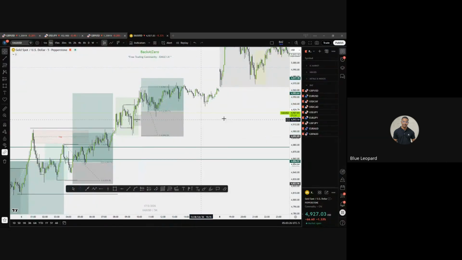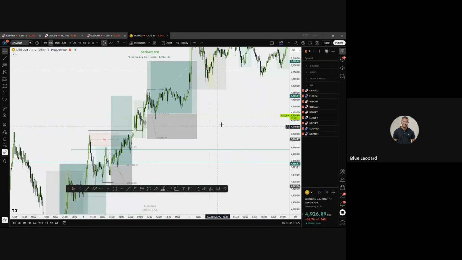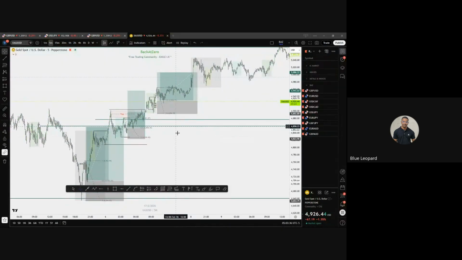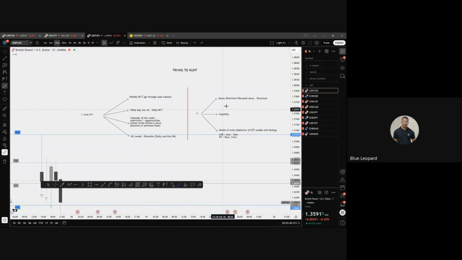But sometimes if you come late and the targets were reached already, price will not give you that entry in New York or in London. But if you see the continuation model, you will just take your entries. Okay, guys? So this is how I hunt the market.